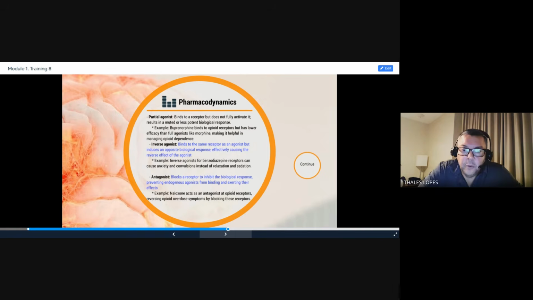Like, for example, buprenorphine. It binds to the opioid receptor, but has a lower efficacy than a full agonist like morphine, making it helpful to manage opioid dependence. Boom! Now you know why buprenorphine is a controlled substance, because it actually activates the receptor.